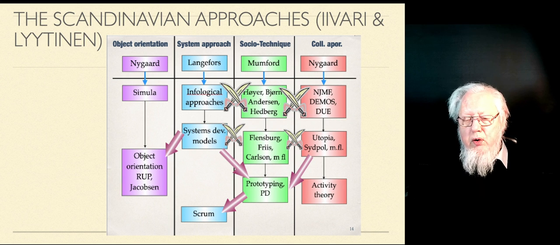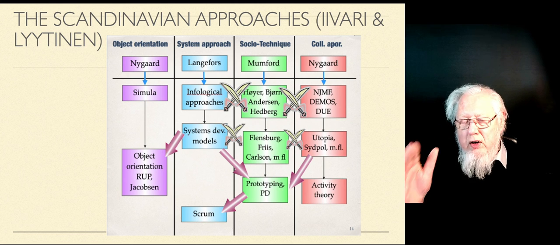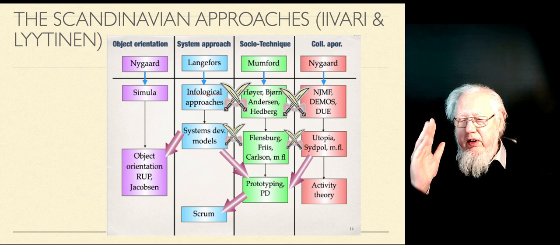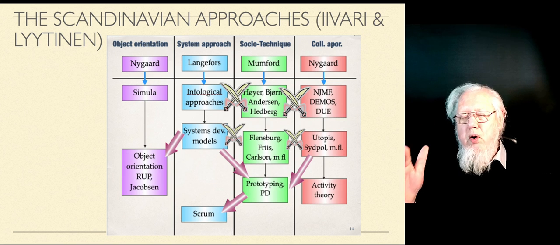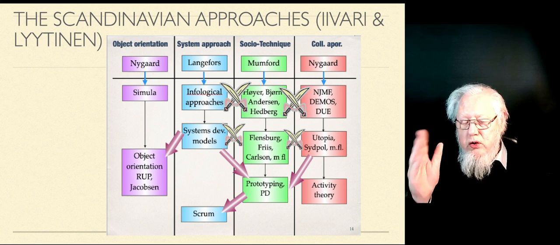You see, there are some crossed swords, meaning there are conflicts about this. The socio-technical approach put much more focus on work than the systems approach. The collective approach put much more emphasis on power for the trade unions than the socio-technical approach did.